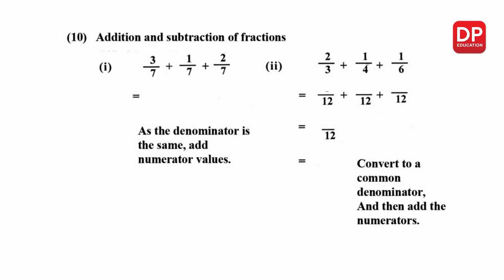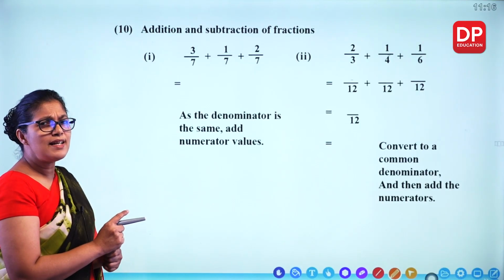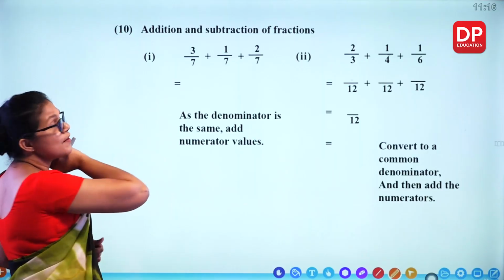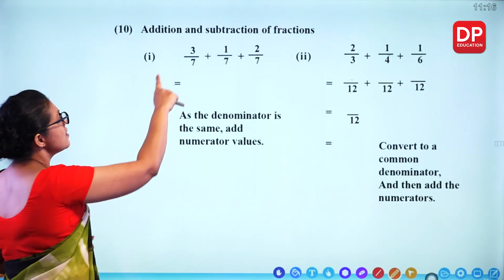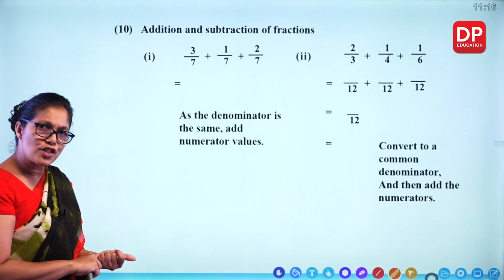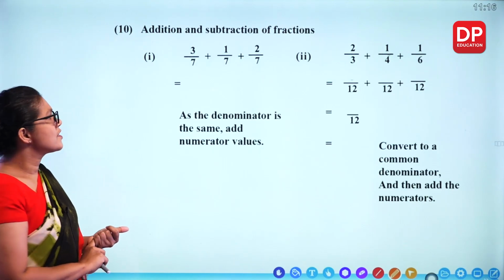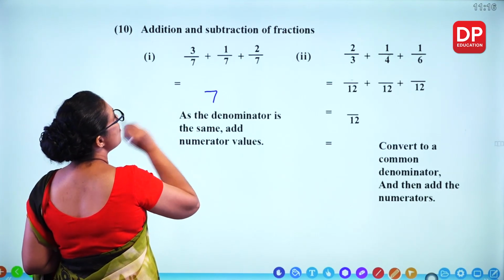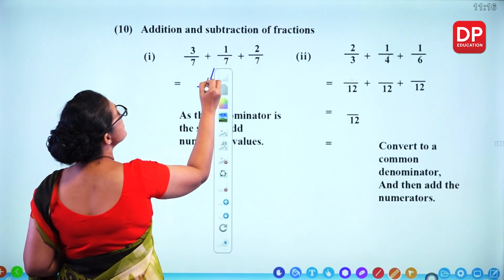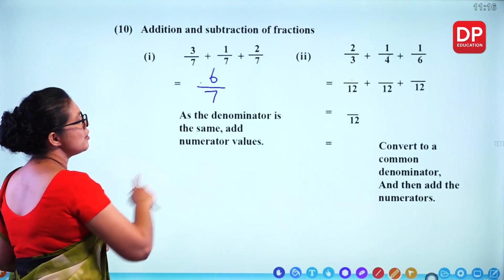Addition and subtraction of fractions. So you have already done this in grades 6, 7, 8. Look at the first one. Denominator is the same. So when you get the same denominator, what do you do? Just add the numerator values. So 7 is the common denominator. 3 plus 1, 4. 4 plus 2, 6. As the denominator is the same, add numerator values.